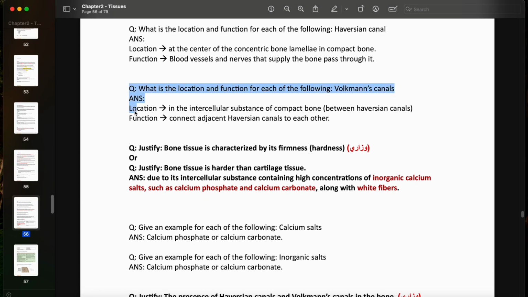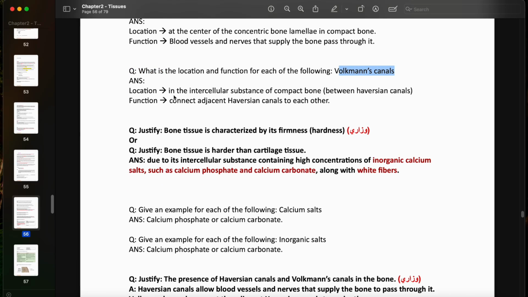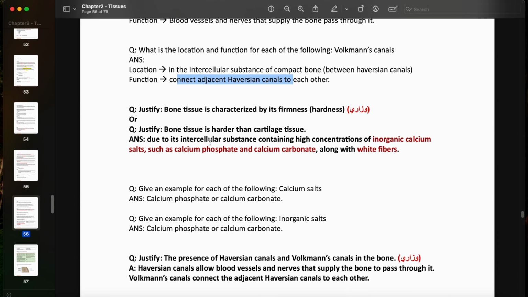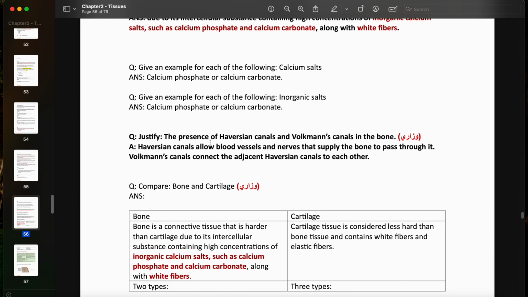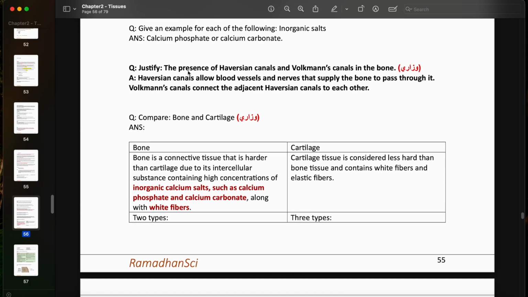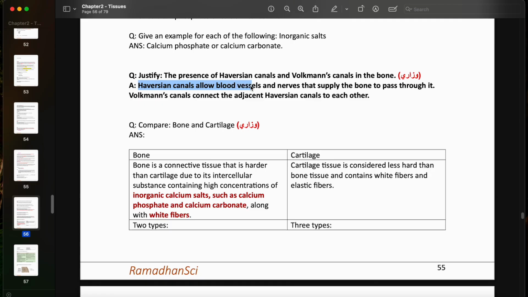You can possibly have questions on the location and function of the Volkmann's canals. So as we said, the location is in the intercellular substance of compact bone between the Haversian canals, and the function is that they connect those Haversian canals to each other. Justify the presence of Haversian canals and Volkmann's canals in the bone. This is actually a real question. And the answer is Haversian canals allow blood vessels and nerves that supply the bone to pass through them, and Volkmann's canals connect the adjacent Haversian canals to each other. So here, we're just mentioning the functions of the canals. Okay, this is the justification of their presence.